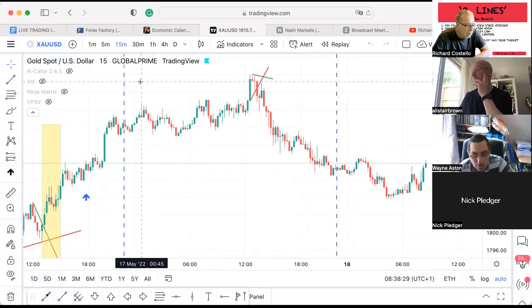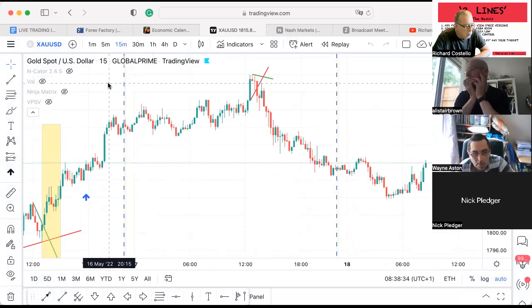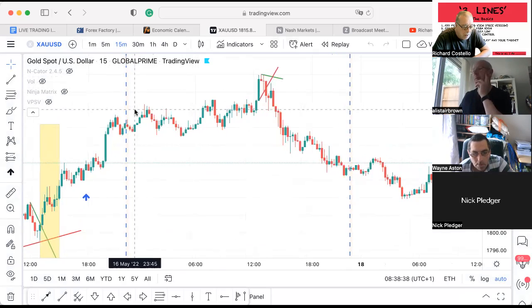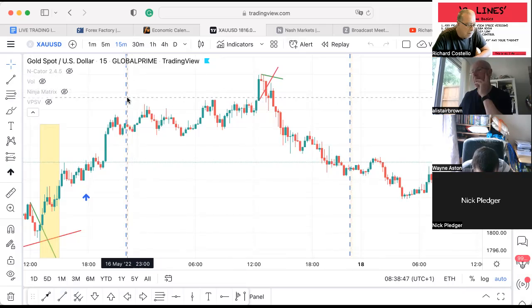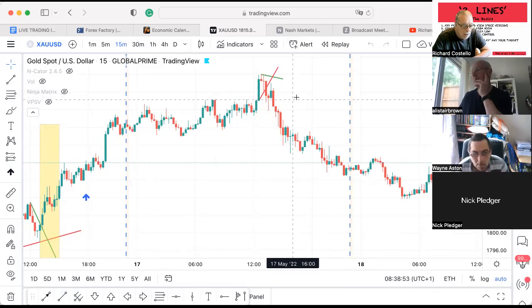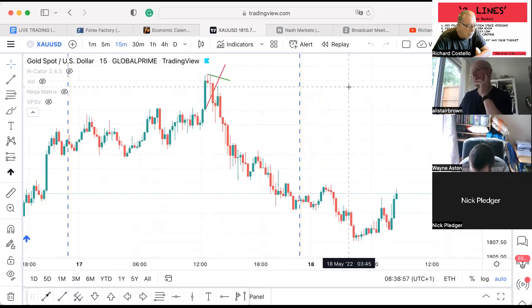I'm on TradingView for XAU USD, and this is the basic chart. These two vertical lines, this blue dashed vertical line there and there, mark the start of yesterday's session and the end of yesterday's session, which is where we start if we're going to apply volume profile.